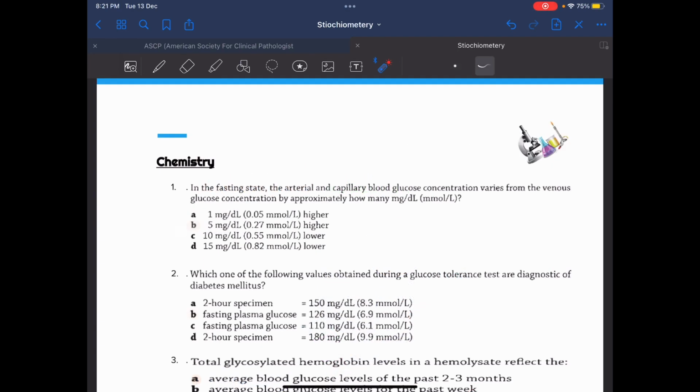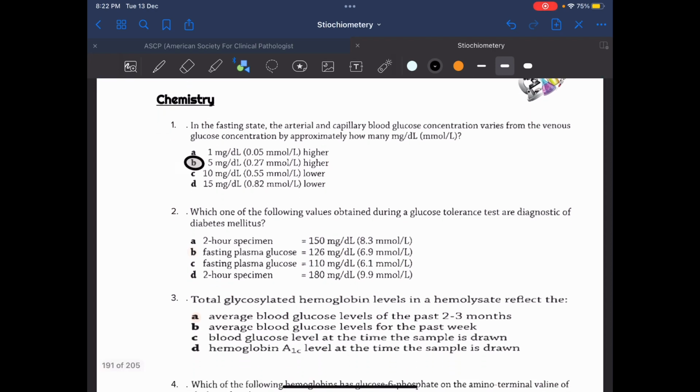First question. In the fasting state, the arterial and capillary blood glucose concentration varies from the venous glucose concentration by approximately how many milligram per deciliter or millimole per liter? The correct answer is B. It is 5 milligram or 0.27 millimole higher.